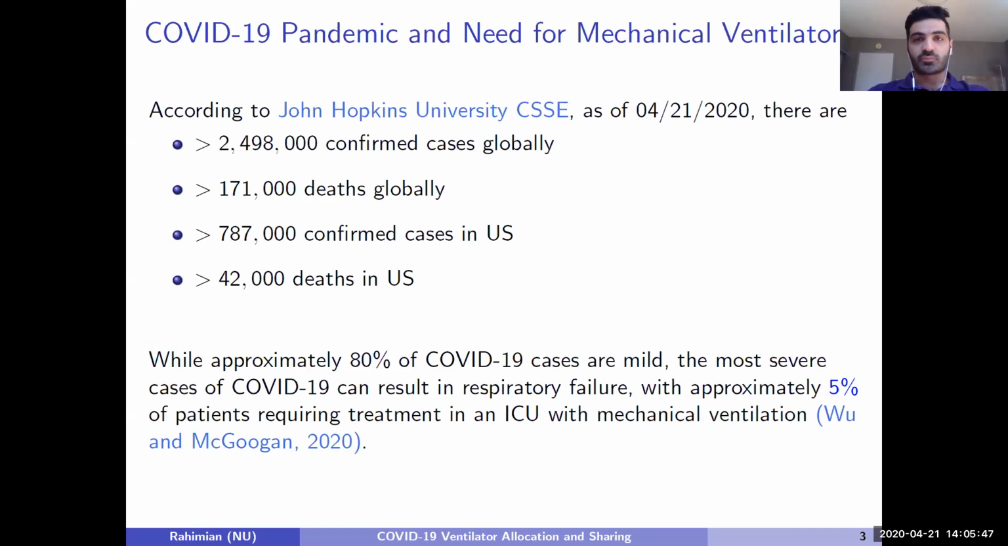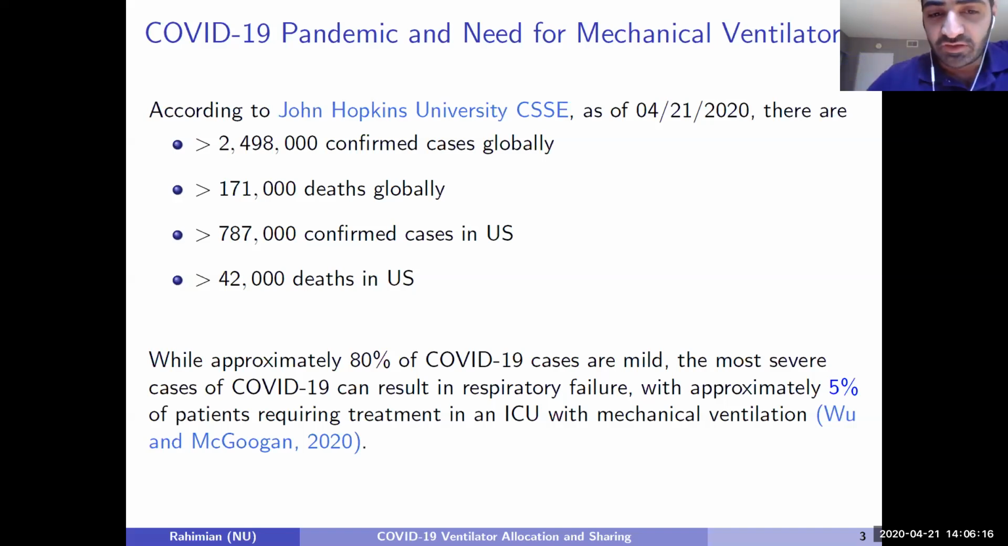I just want to give you some numbers. As of today, according to Johns Hopkins University, which has provided a number of statistics about this pandemic, around 2.5 million cases have been confirmed globally, out of which around 700,000 people have died. Around 1/3 of the cases have been in the US, with around 25% of the deaths happening in the US.